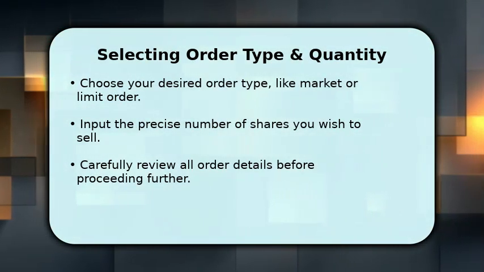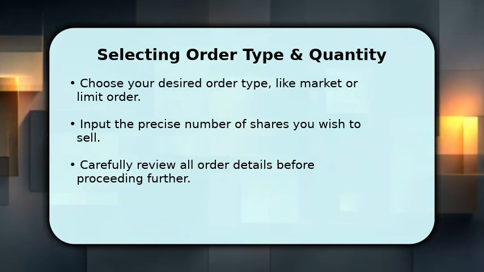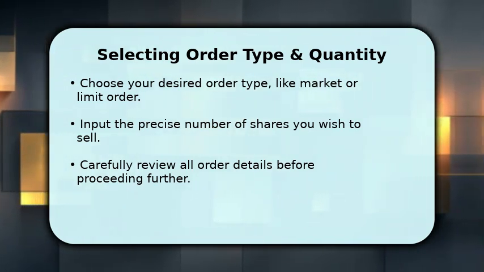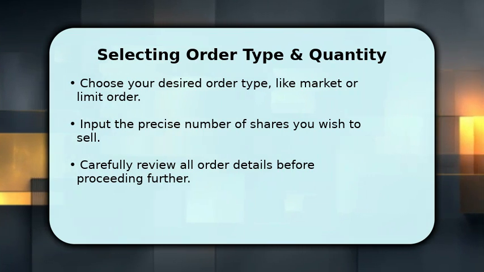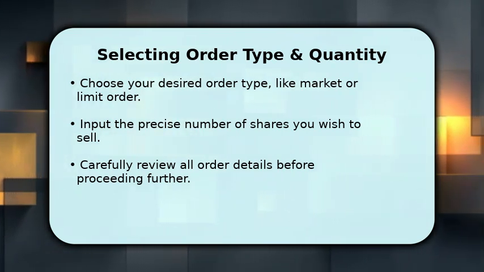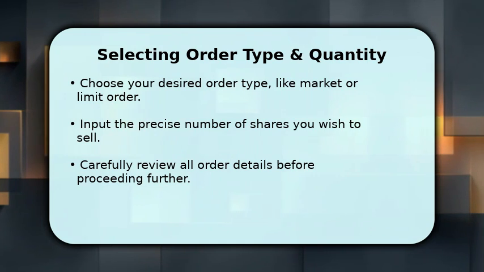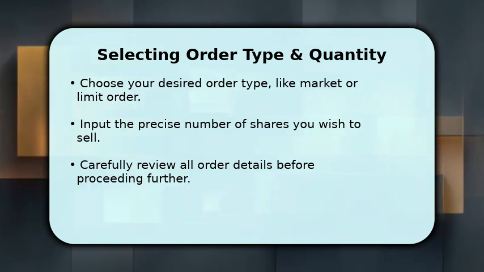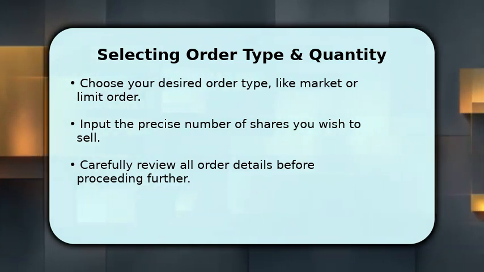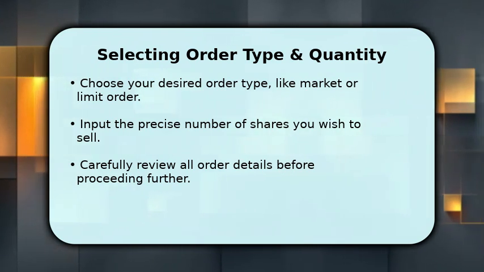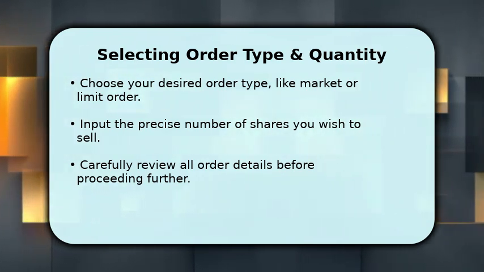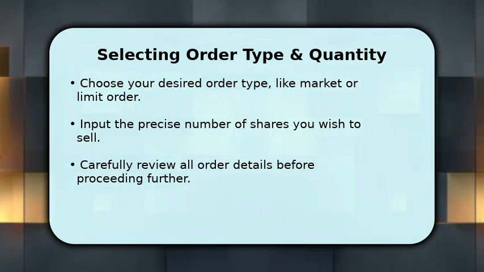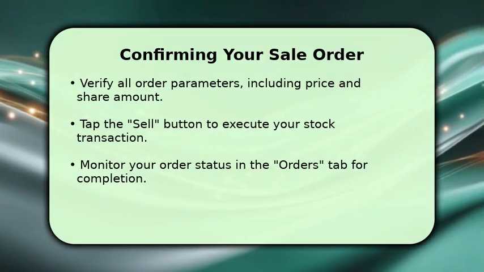Next, you'll need to decide on your order type. A market order sells immediately at the current price, while a limit order allows you to set a specific price. After selecting your type, enter the exact number of shares you want to sell. It's crucial to double-check all the details, including the price and quantity, to ensure accuracy before moving on to the final confirmation step. Now, it's time for the final review.